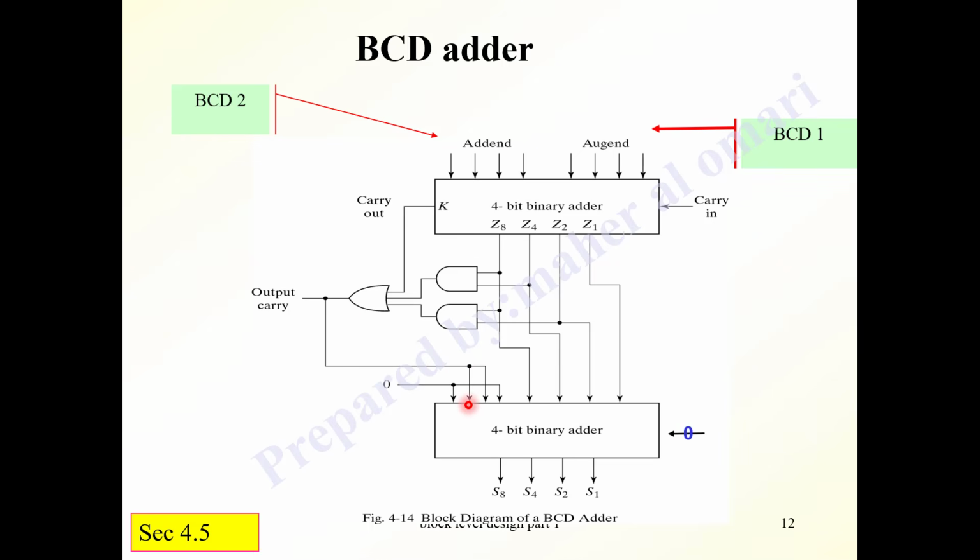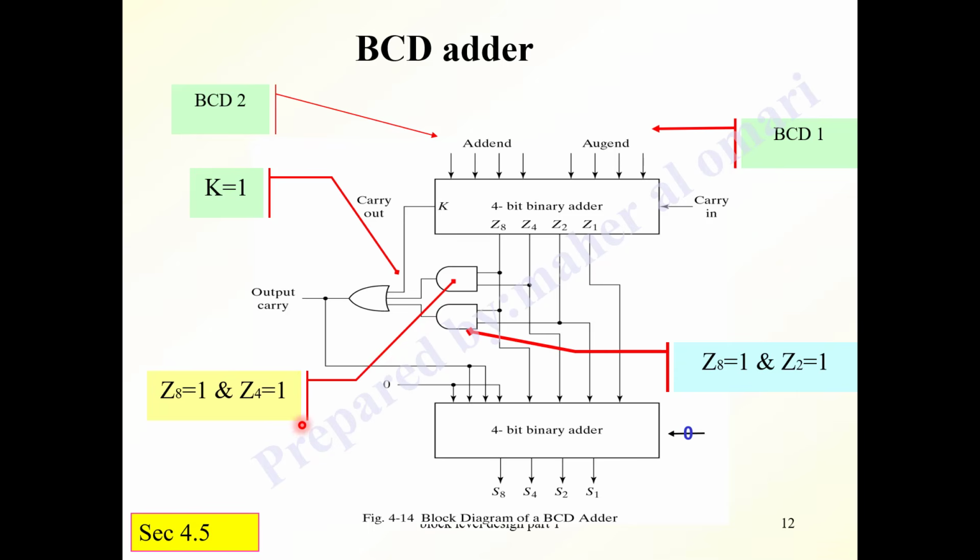You will have a 1 here, and you will have a 1 here. Connect a 0 here, connect a 0 here. So this 6 is added if and only if you have an output here which satisfies the conditions that we talked about, k being equal to 1, or Z8 and Z4 equal to 1, or Z8 and Z2 equal to 1. Okay, and this is the BCD sum, which is sum 0, and here is the BCD sum.